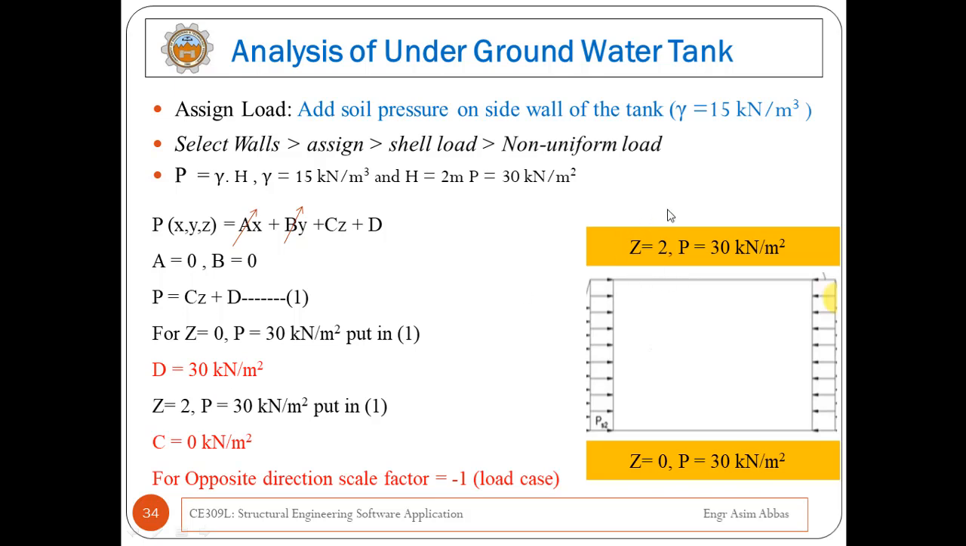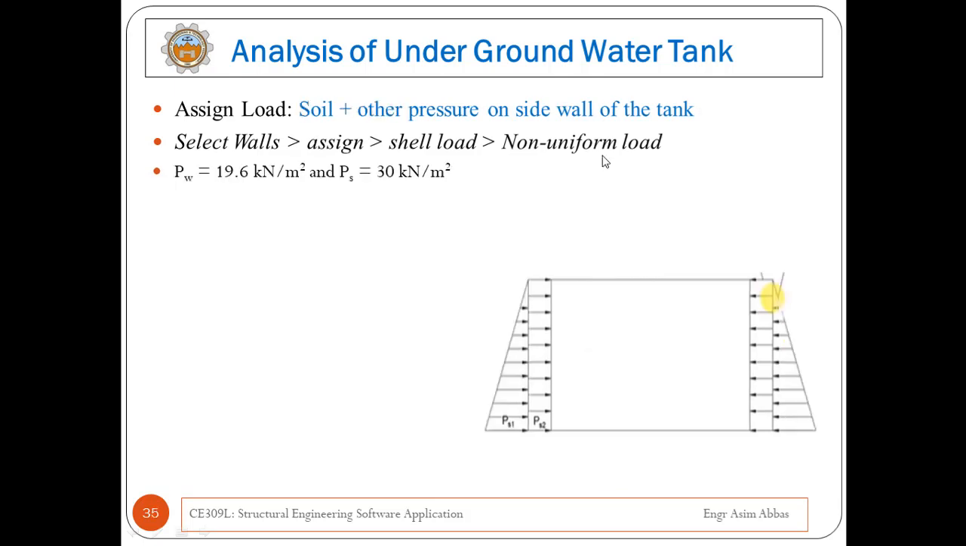Similarly, boundary condition 2 is when z is equal to 2, so p equals 30 kilonewton per meter square. When you enter these two values in equation 1, it will give you the c value, that is 0. As I told you, the direction of this soil pressure is opposite to the water pressure. So for that we will define the load case having a scale factor equal to -1, and we will also assign springs beneath the base slab, because in the case of an underground water tank it is placed on soil.